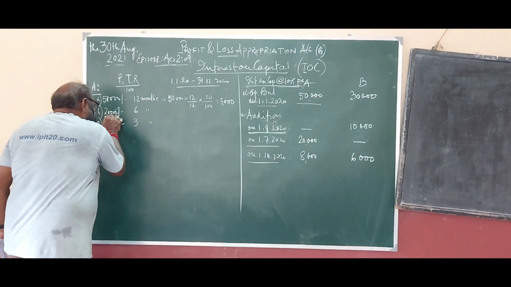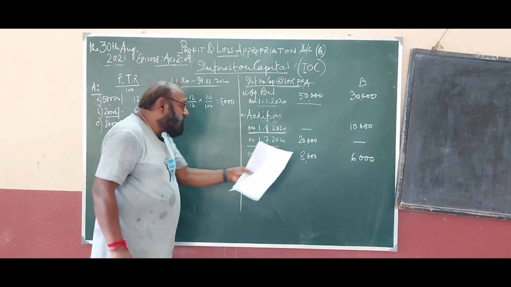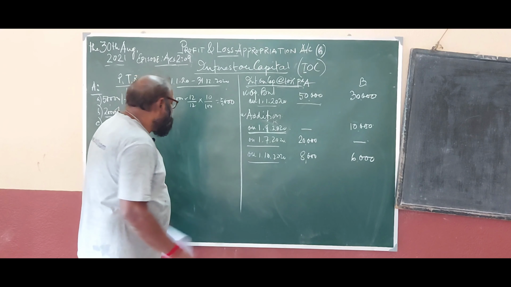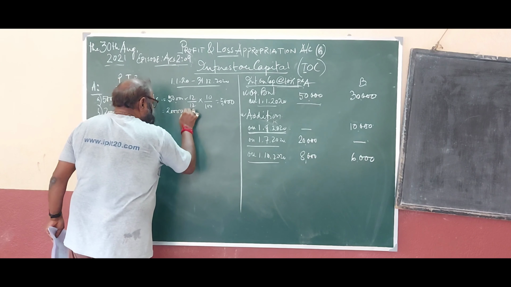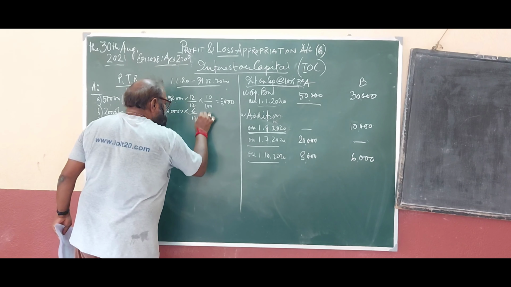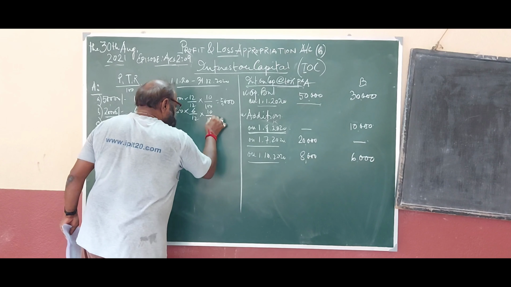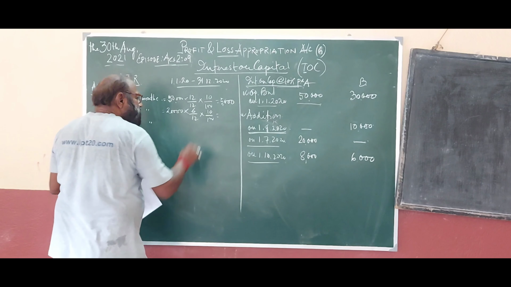Now this 20,000 has been invested on 1/7/20. So it is for how many months? It works in the organization for 6 months. So on rupees 20,000, the time period is 6 by 12 and it is 10%. So what it should be? It should be 1,000.